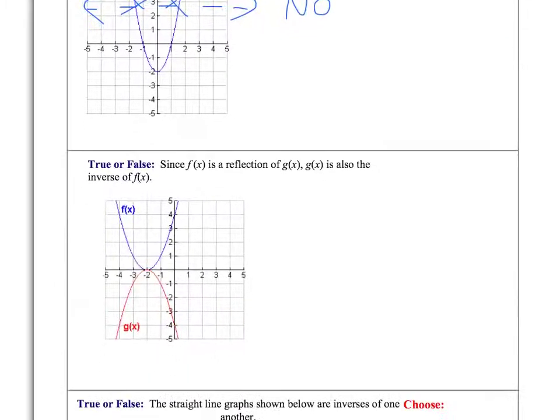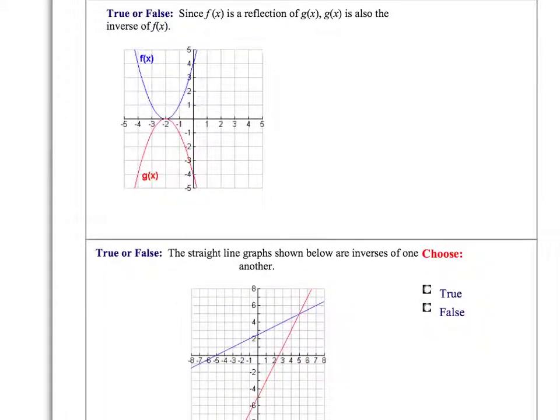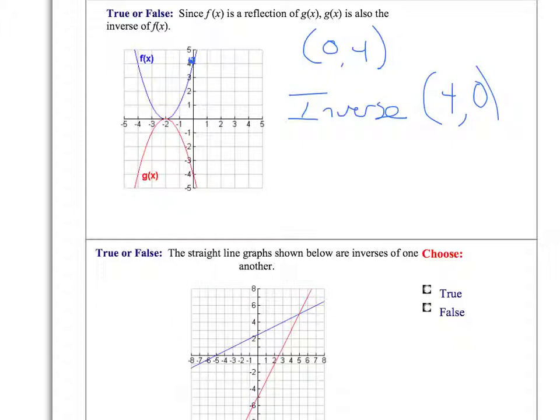Look at the next one. Since f of x is a reflection of g of x, g of x is also the inverse of f of x. The way you determine that is to pick a point, say on f of x. One of those points right there is 0, 4. The inverse function should have the point 4, 0 on it. So if I go out to 4, 0, that's right there. Did your red graph land on the point 4, 0? It did not, so it is not true, it is false.